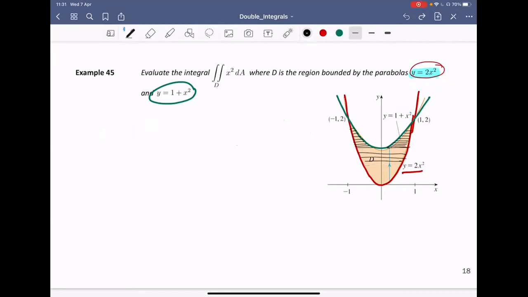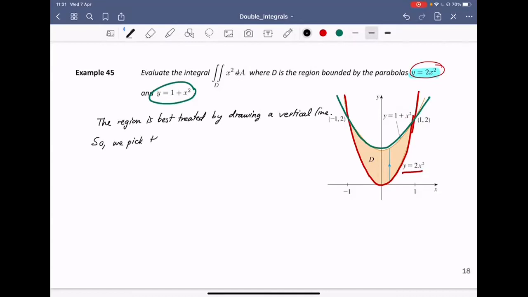So the better way to do that is, okay, we're gonna use a vertical line. Okay, I'm gonna show you the full solution here. So the region is best treated by drawing a vertical line. So we pick the order dy dx.